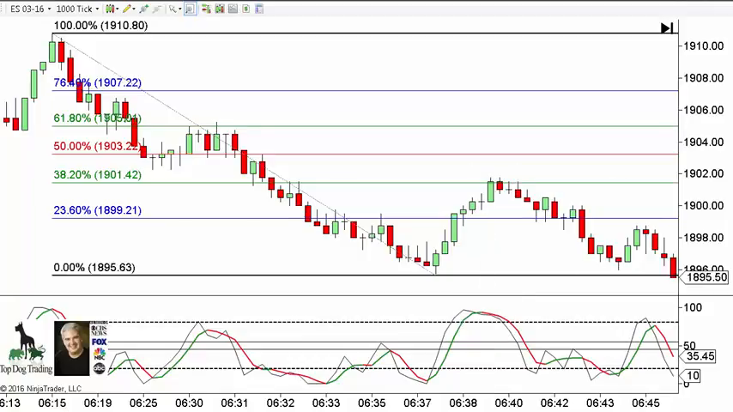Now, the price is pretty easy. The cycle indicator is a little more tricky. It's not something I can go into now.